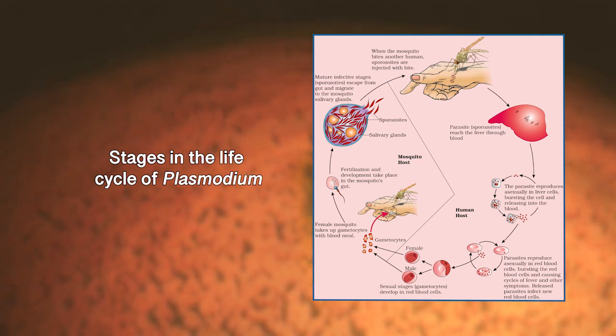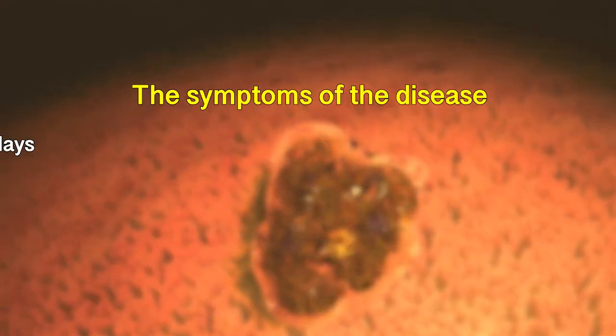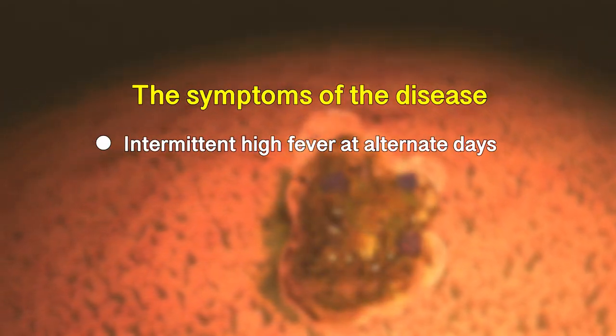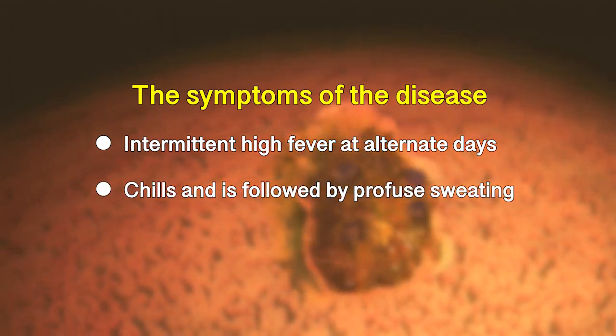Then it enters erythrocytes, where it undergoes several rounds of multiplication. The human gets malaria when infected RBCs break down and release toxic granules. The symptoms of the disease are intermittent high fever on alternate days. Fever is accompanied by chills and is followed by profuse sweating.